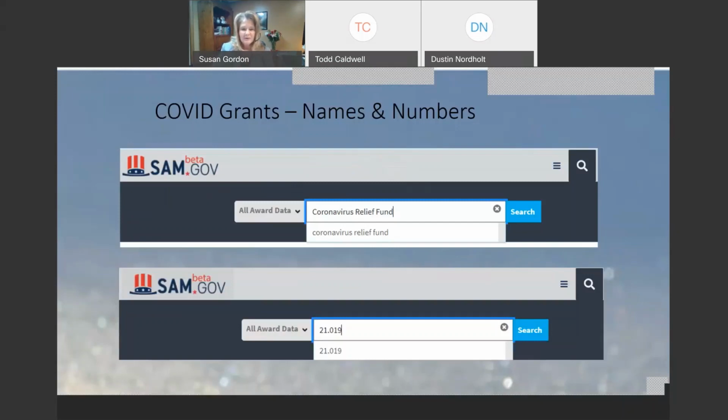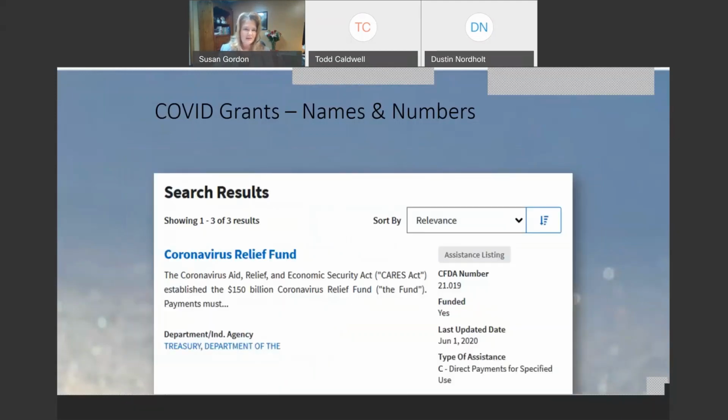And with either one of those searches, it comes up like this with the Coronavirus Relief Fund with the CFDA number, the type of assistance that it is, the department or agency that's the grantor agency, and a description there. So that should give you the information that you need to complete your grant schedule.